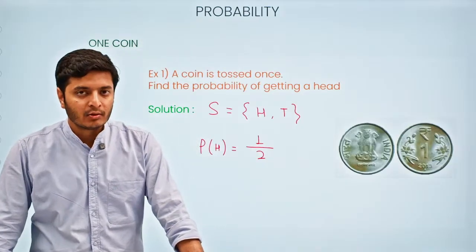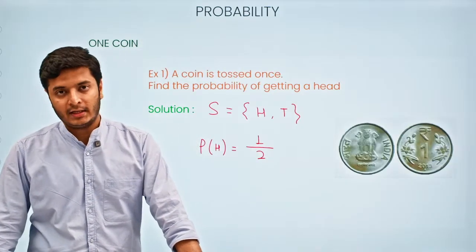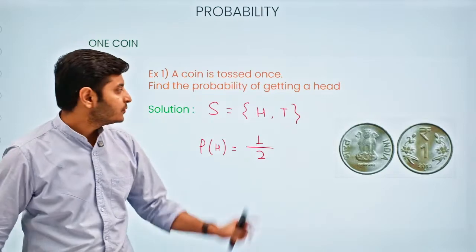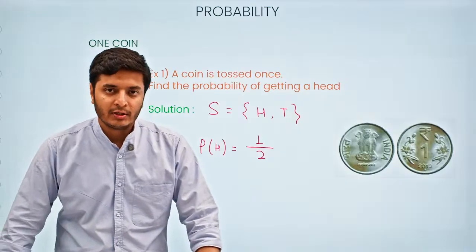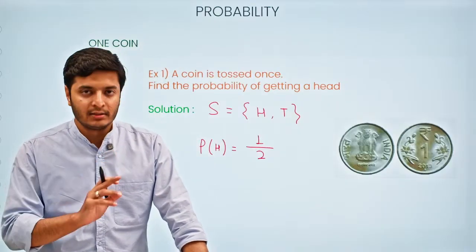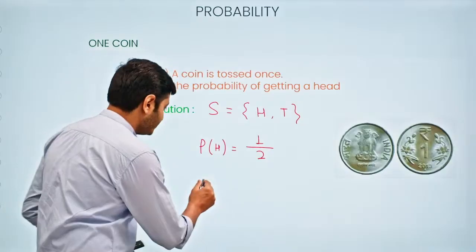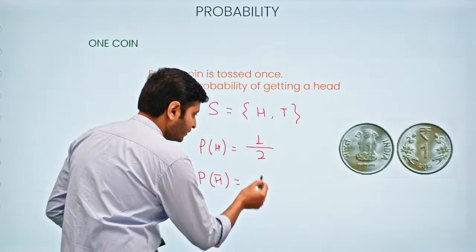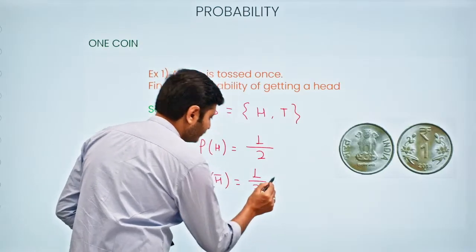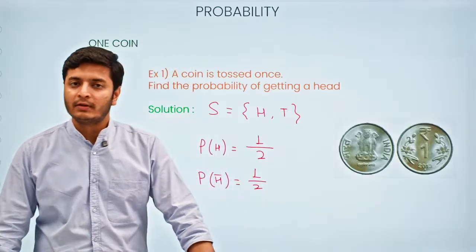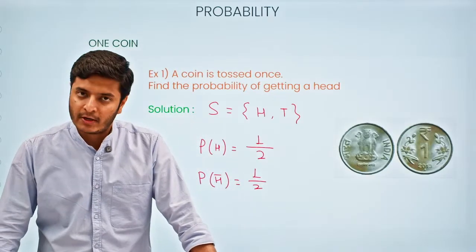Suppose I'm asking you what is the probability of not getting heads. If you are not getting heads, then what are you getting? You're going to get tails. So not getting heads will always be equal to getting tails, correct? So what is the probability of not getting heads? It is again 1 by 2. That's why they are complementary. If you add 1 by 2 with 1 by 2, you're going to end up with 1, correct?